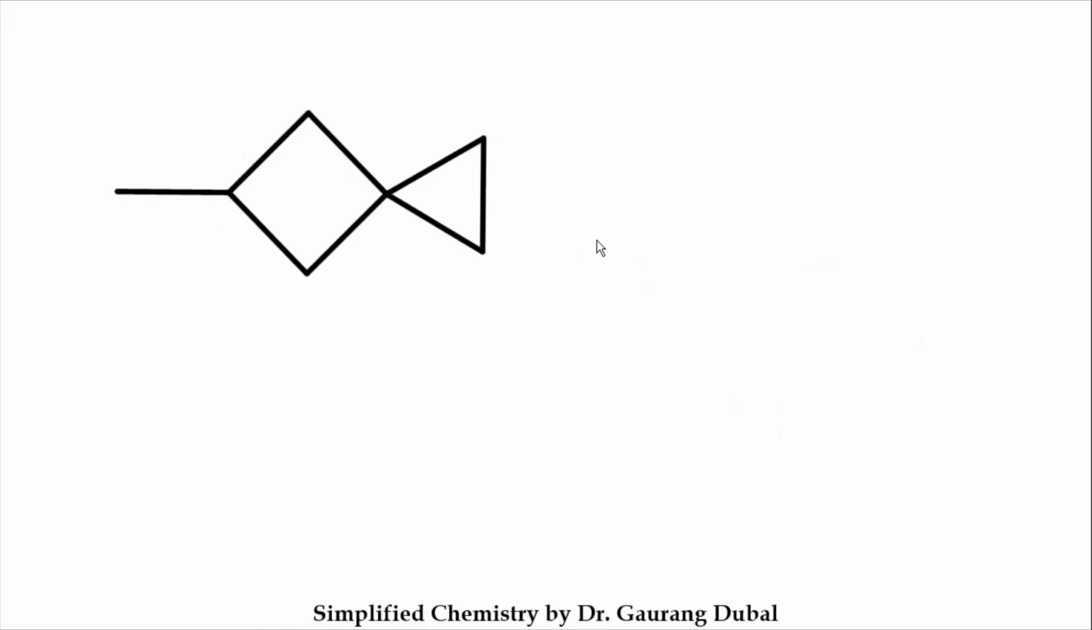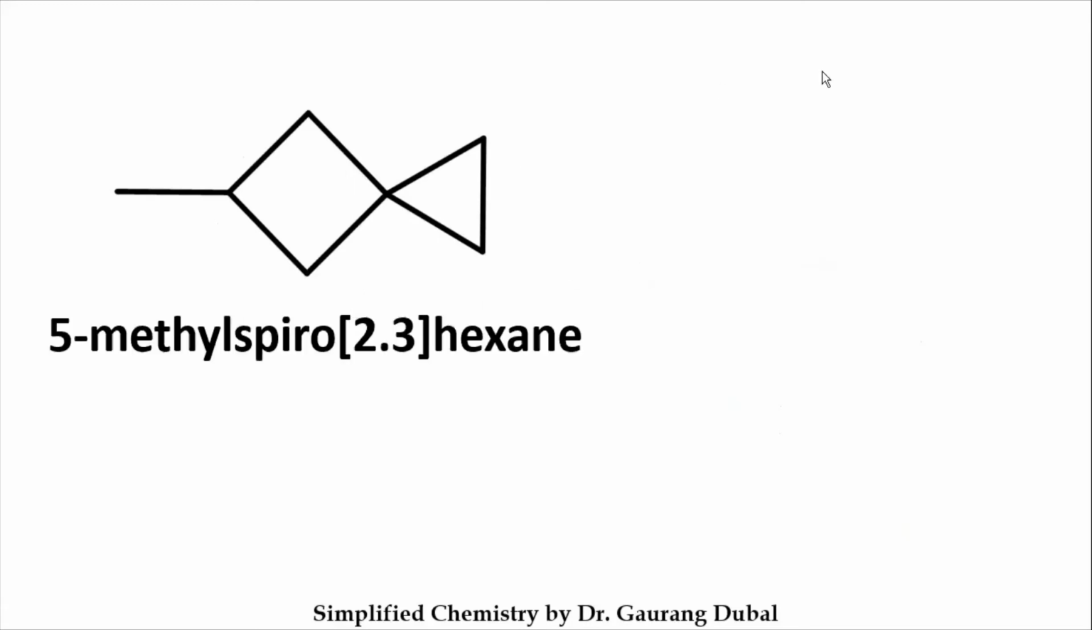Please try to solve. Keep in mind the numbering should start from the smaller ring, right? Yes, you are correct. The numbering should start from here. So 1 here, 2 here, 3 number must be given here. Now if you go upside or downside, both will be the same. 4 here and 5th one this and 6th one this, right? So it means the methyl will get number 5.